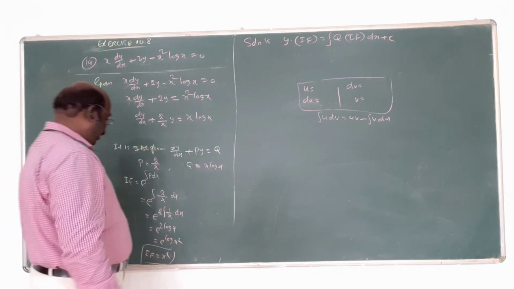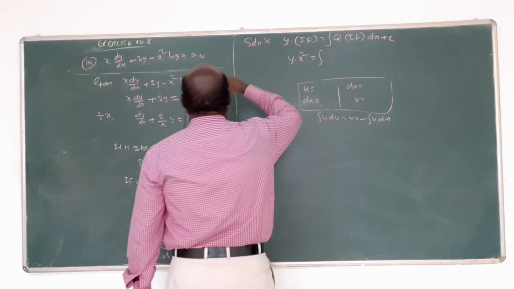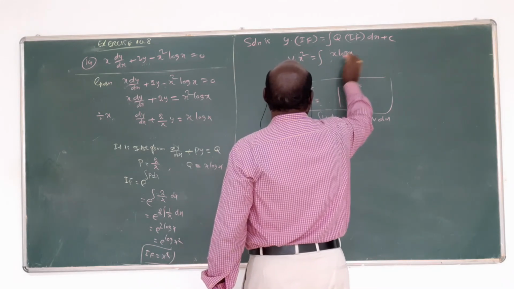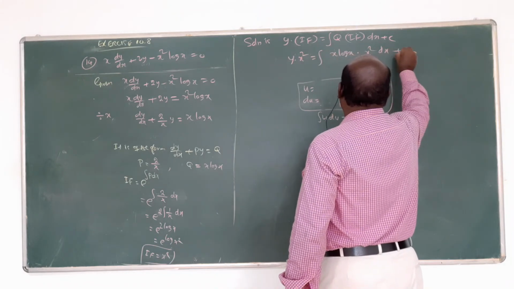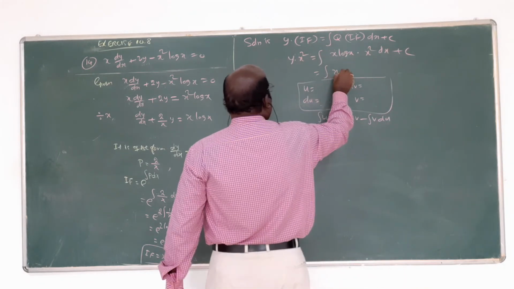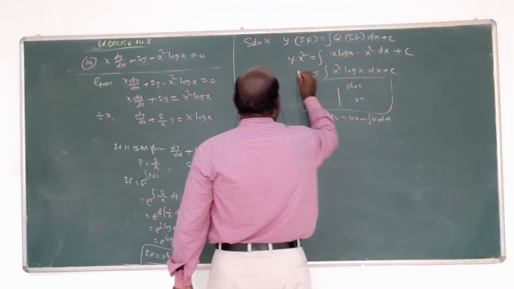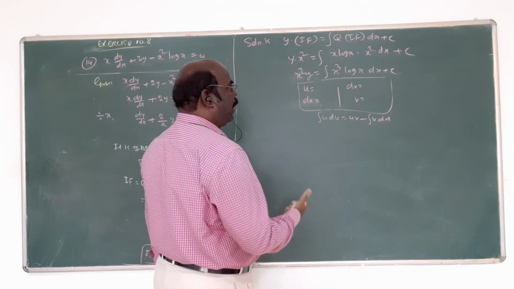Now write the formula. Substitute: y into x square equals integral of Q into I, where Q is what? x log x. Am I correct? And I is x square. Now multiply: x cube log x dx plus c. This is the x square. Am I correct?